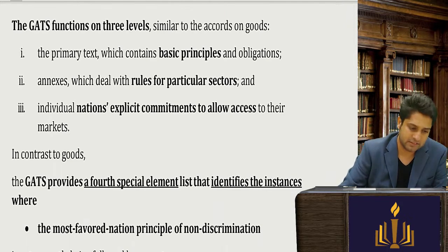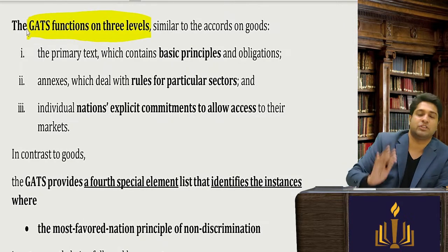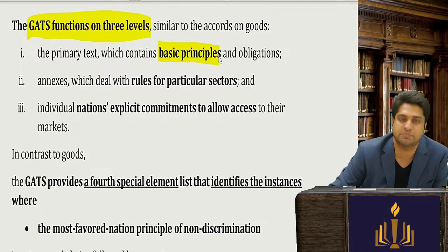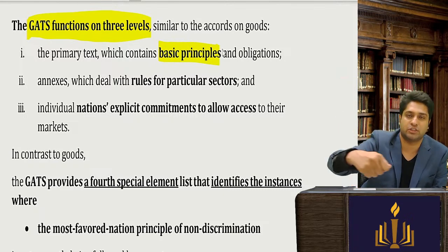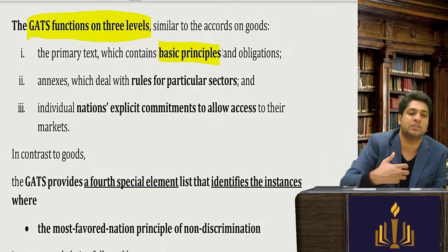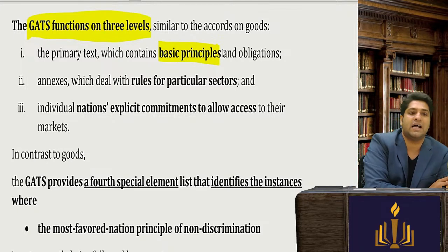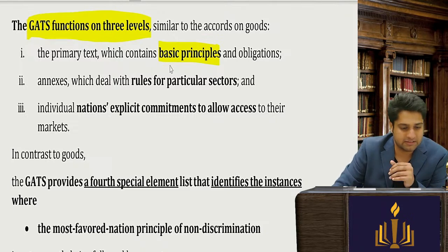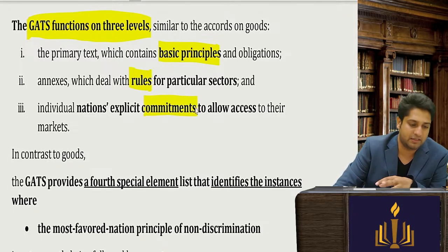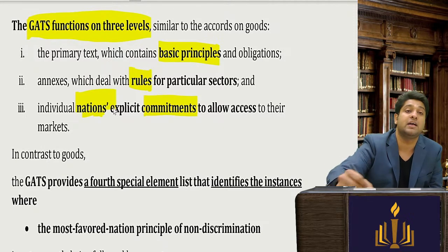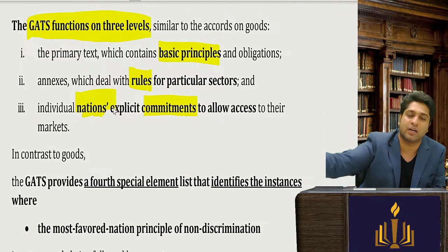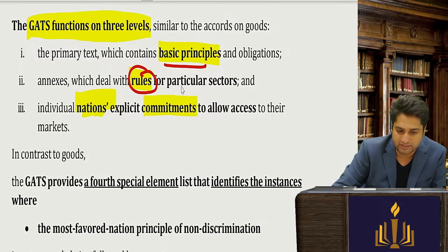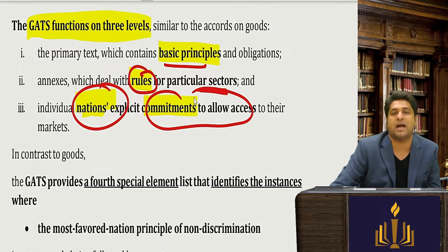Now GATT functioned on 3 levels. It's very simple. The first gave the basic principles. We saw the basic principles: most favored nation clause, national treatment, progressive liberalization. These are all principles which are the same for GATT and GATS. The second gave you the rules, and the third gave you nations' commitments. Each nation committing that, listen, we will allow our market to all countries. So the functioning focused on 3 levels: the principles, then detailed rules for each sector, and then nation commitments to allow access in all countries.